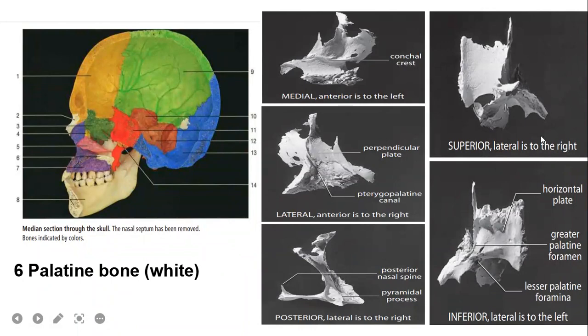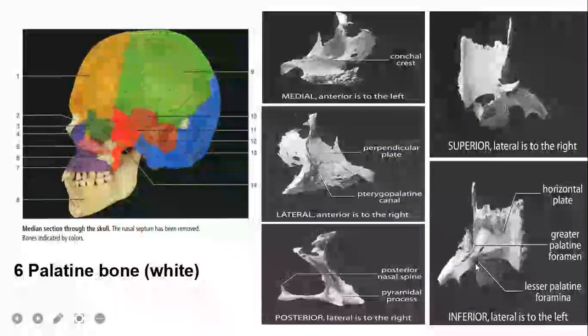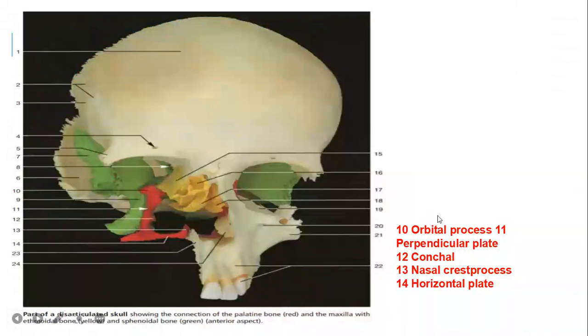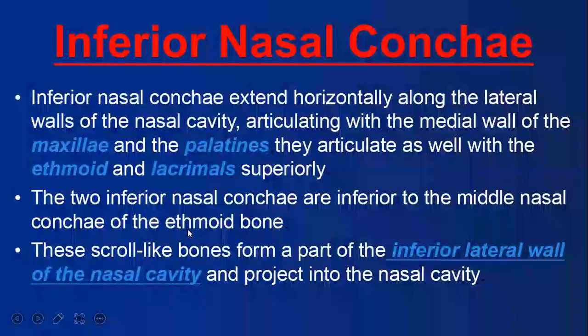Superior, lateral is to the right, and then we have the inferior palatine view, whereby lateral is to the left. So the horizontal plate is there, then we have the greater palatine foramen, then the lesser palatine foramina. The palatine bone is painted red, and the structures within the palatine include the orbital process. 11 is the perpendicular plate, 12 is the conchal crest, 13 is the nasal crest process, and 14 is the horizontal plate.